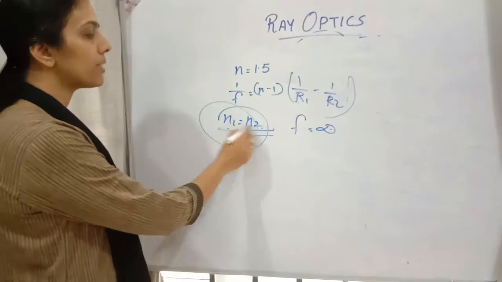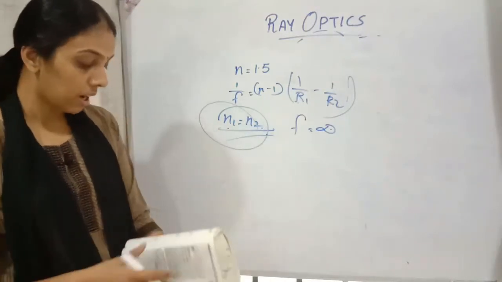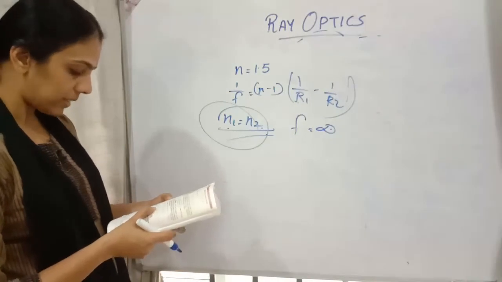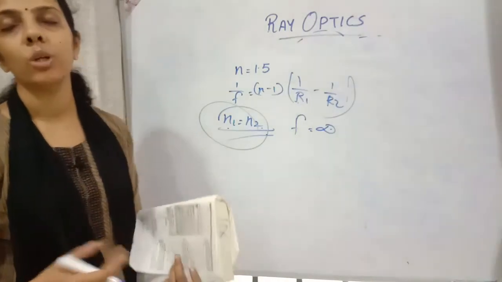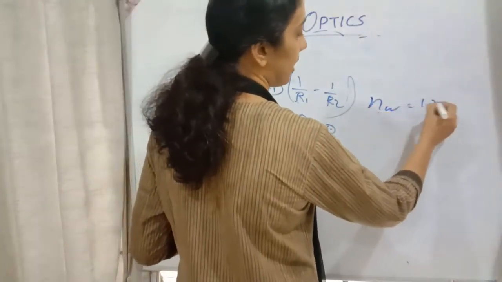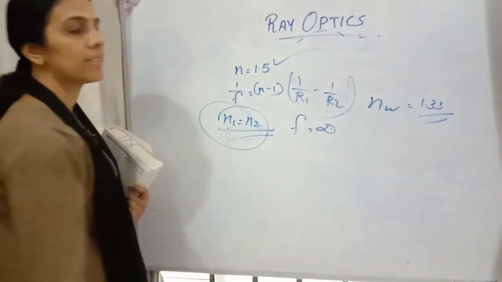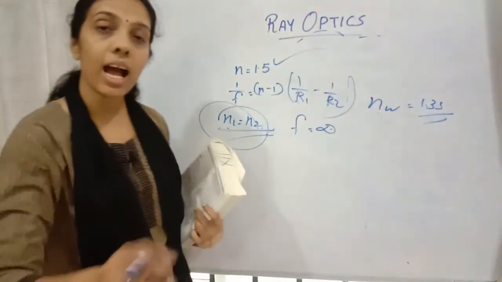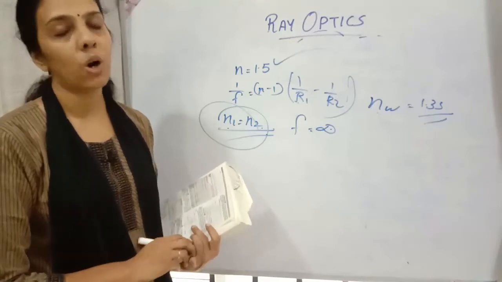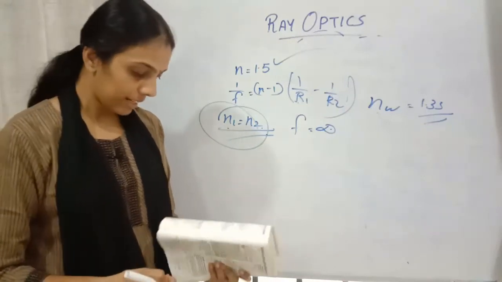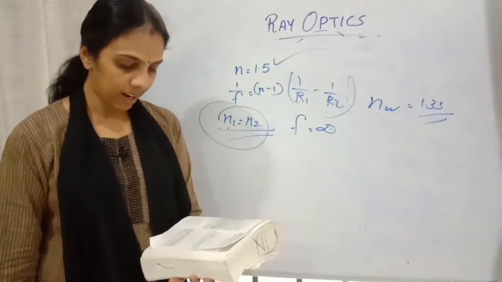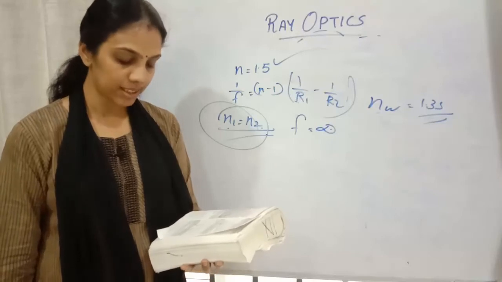If both have the same refractive index, then we won't be able to see the object. The question asks whether the refractive index is equal to that of water. Water has a refractive index of 1.33, while here the refractive index is 1.5. Okay, clear? So the next question is, an illuminated object and the screen are placed 90 centimeter apart.